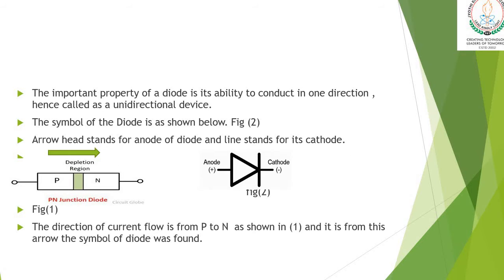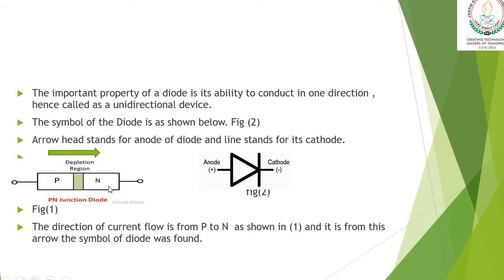Now the important property of a diode is its ability to conduct in one direction. Hence it's called a unidirectional device. How it is going to conduct in one direction will be explained later. The symbol of the diode is shown in figure 2. So this is how the symbol of the diode is represented.